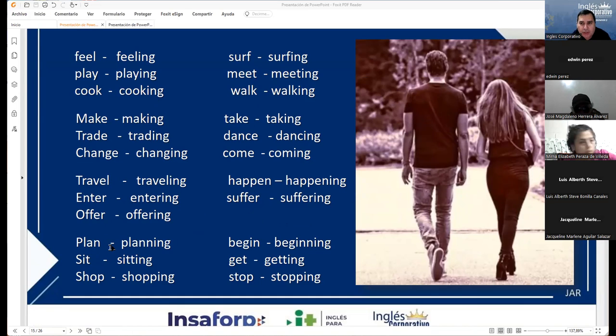consonant, vowel, consonant. Duplicate the final consonant. Se dobla la última consonante. Plan, planning. ¿Por qué? Porque es monosilábico. Es una sílaba, consonante, vocal, consonante. Entonces se duplica la última consonante. Plan, planning. Sit, sitting. Shop, shopping. Okay. Get, getting. Stop, stopping. Begin, beginning. But then we have surf, surfing. Meet, meeting. Walk, walking. Take, bye-bye E. Taking, dancing, and coming, bye-bye E. Happen, happening. Suffer, suffering.